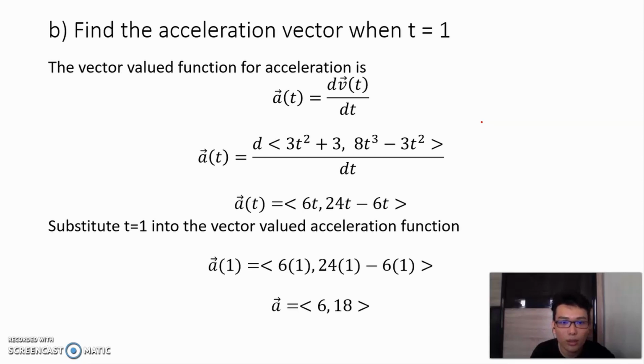So let's look at sub question number 2. Find the acceleration vector when t equals 1. To find the acceleration vector, you need to differentiate the velocity vector equation. So you differentiate this, you get this, differentiate this, you get this, where this is for x and this is for y. So sub in t: 6 times 1 is 6, and 24 times 1 minus 6 is 18. This is the answer for this sub question.